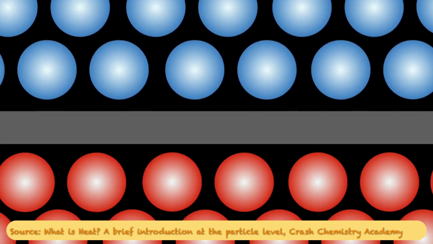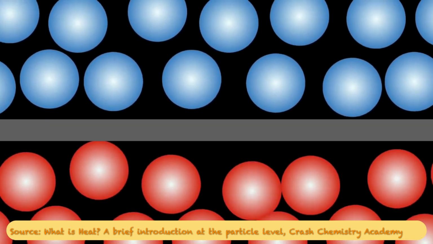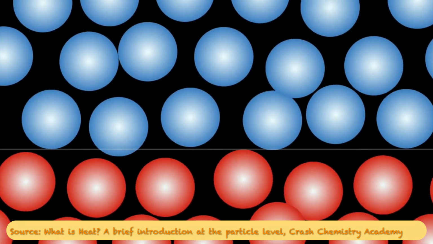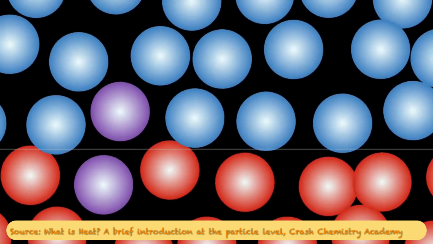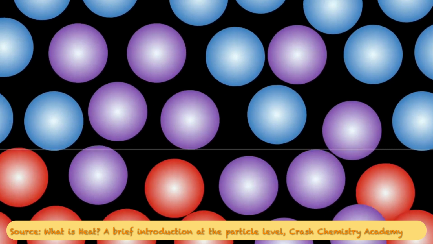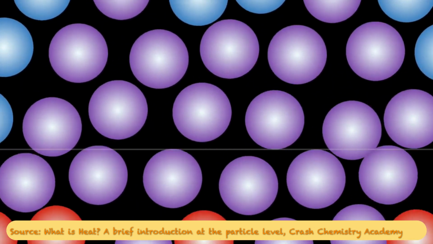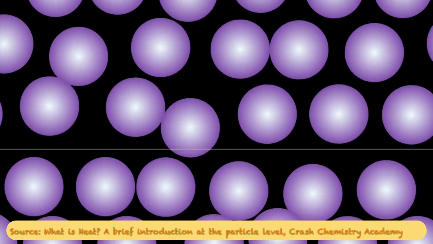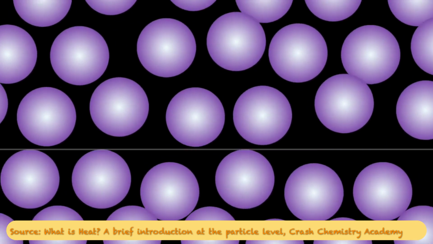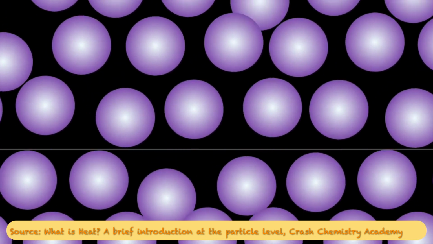Let's look again as we put the blocks together so the surface particles are in contact. The collisions constantly transfer kinetic energy, which is depicted here with the particles becoming purple and reaching a more intermediate rate of vibration, or in other words, reaching the same temperature.